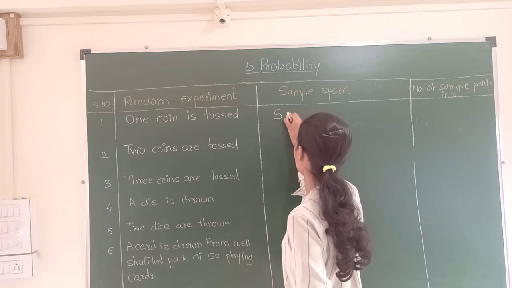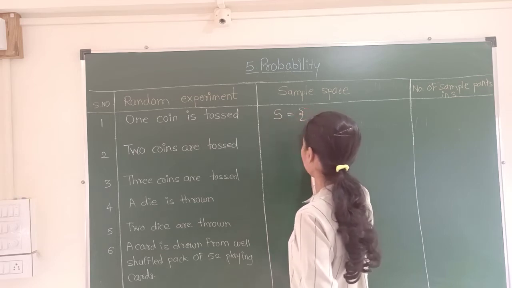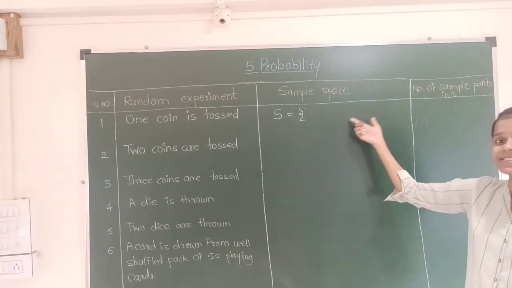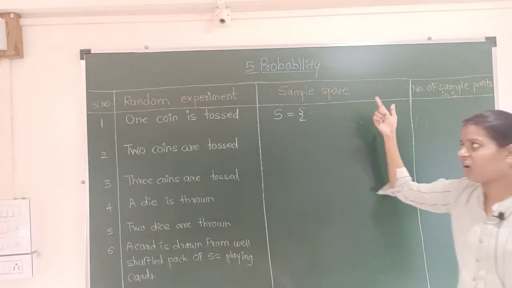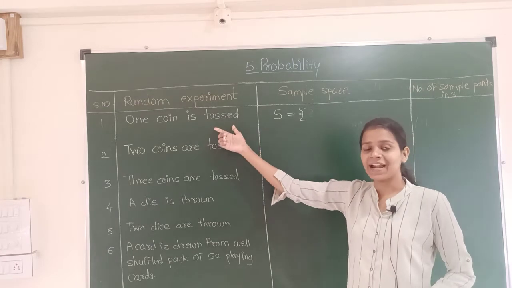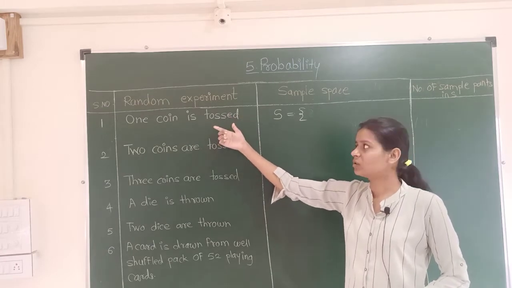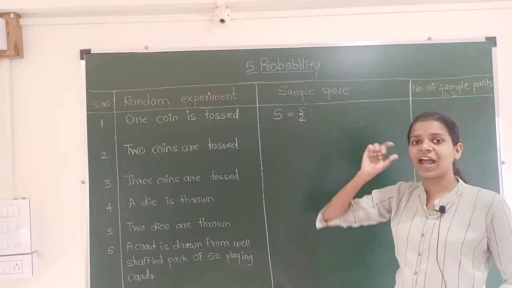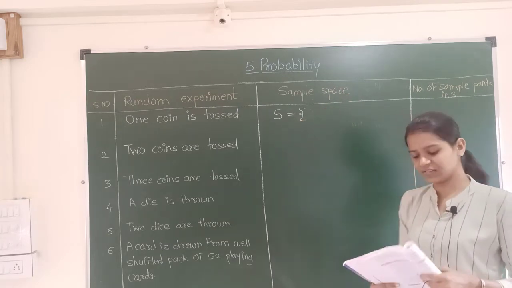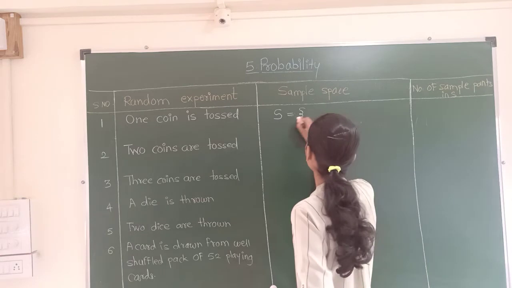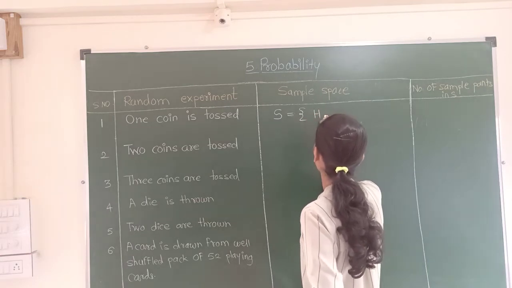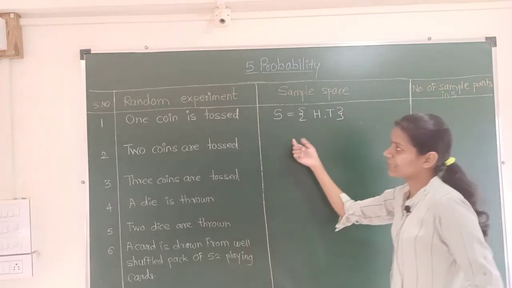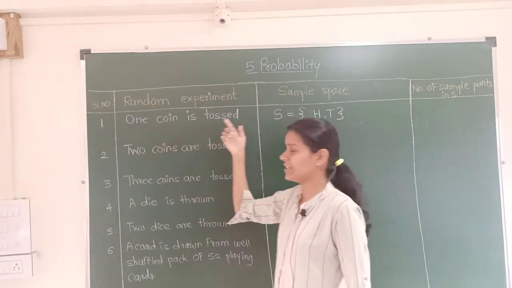Sample space is denoted by letter S, I have told you, and we have to write the possibilities in the curly bracket as sample space is a set. Set of outcomes in the random experiment is called sample space. We write a set in curly brackets, you have learned that in standard 9th. So S is equal to {head, tail}.